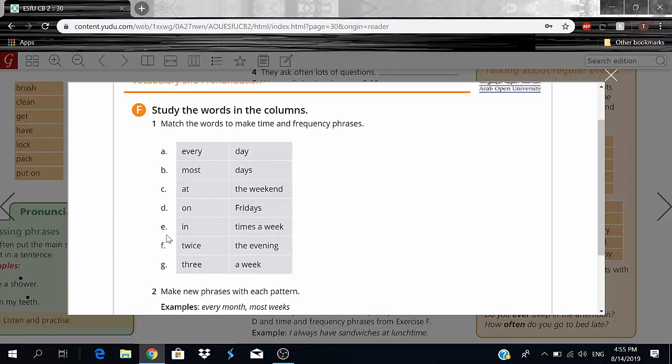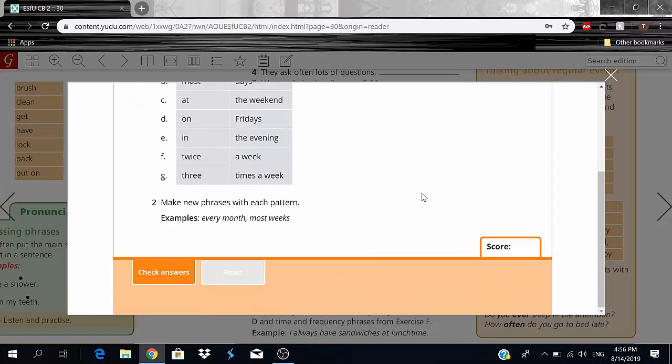And here we have E, in. So what am I going to use in with? In the evening, all right? So in, I can say in the evening. That's how we use it when we're using it as a phrase. F, obviously twice a week. I can't say twice times a week. That would sound wrong. So twice a week, okay? And finally, G, three times a week. All right, you guys? Pretty simple stuff.